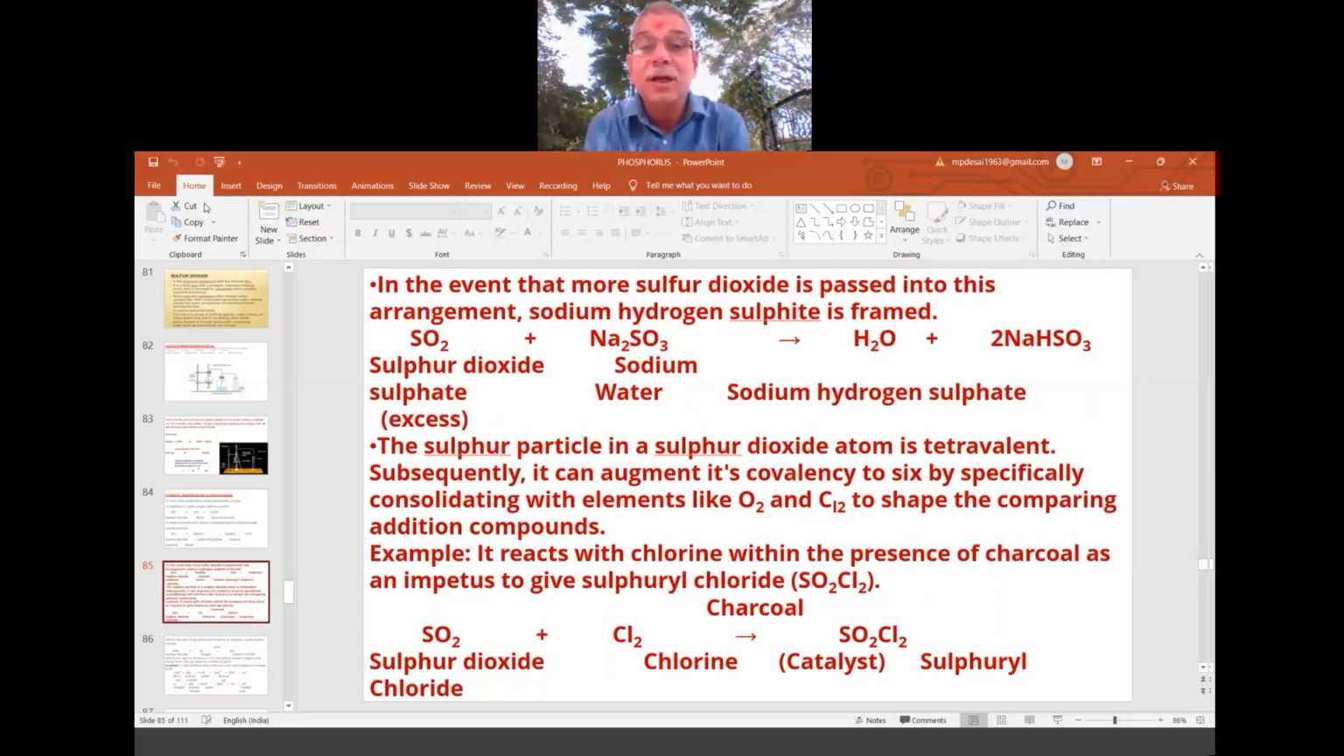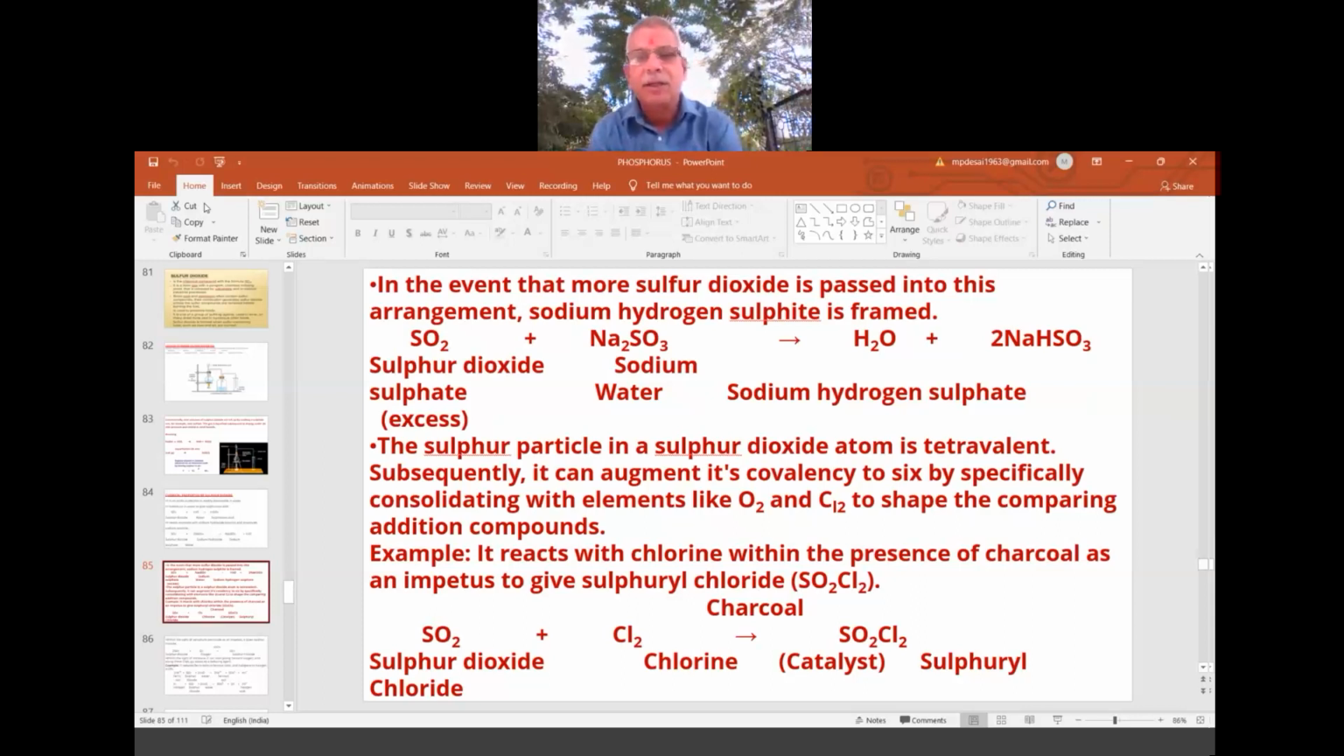If more sulfur dioxide is passed into this arrangement, sodium hydrogen sulfite is formed, not framed. Make it as formed. Sometimes while typing, F and A are very close. So SO2 plus Na2SO3 gives NaHSO3. All these are different forms of sulfur: sulfate, sulfite, hydrogen sulfide. We can do all those interconnections, only we have to be careful about the conditions and the contents.